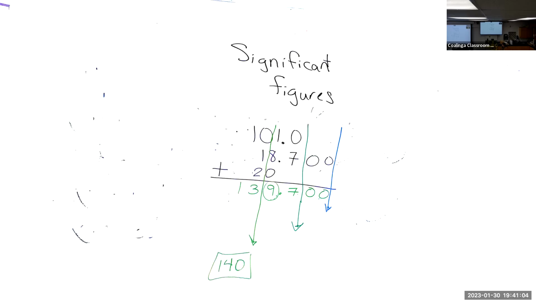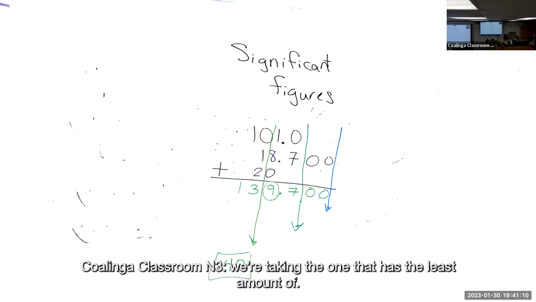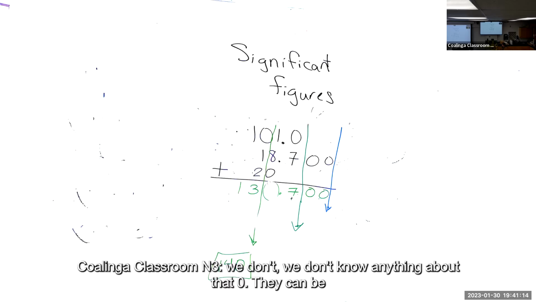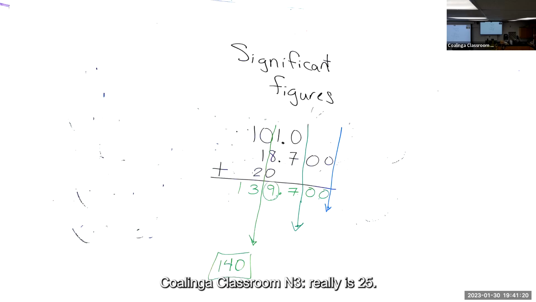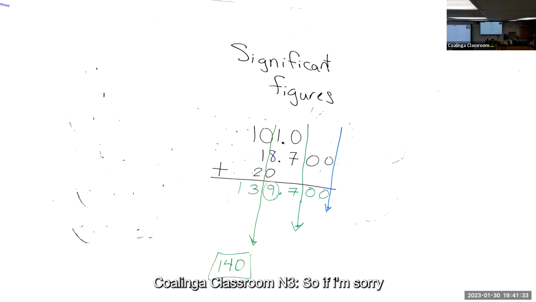140. How come you don't add the 0.70? Because this is not significant. You're taking the one that has the least amount of significance, 20. We don't know anything about that 0. It could really be 25. It could be 23. It could be 22. We don't know. We're unsure about it because nobody put a decimal there to say, hey, I'm sure about this. So it's uncertain.